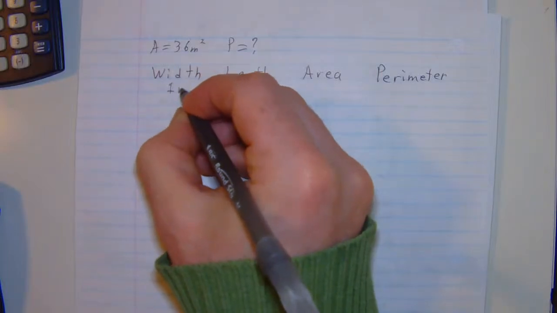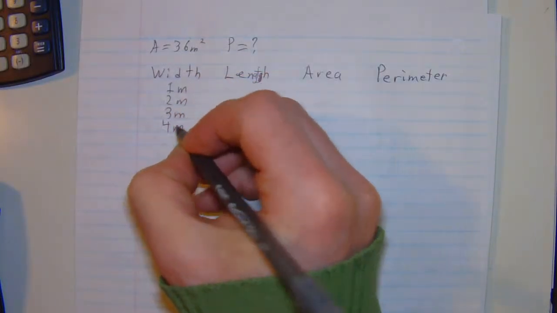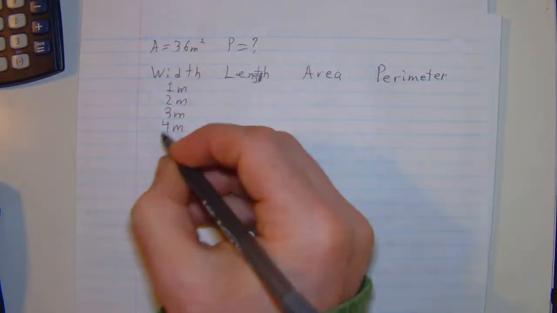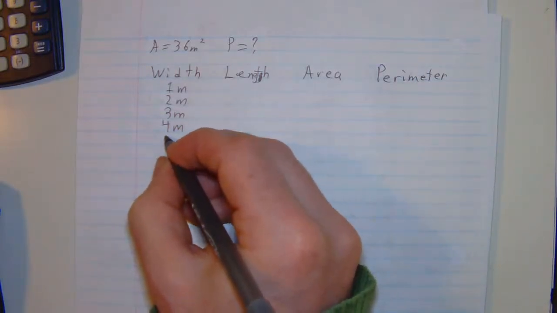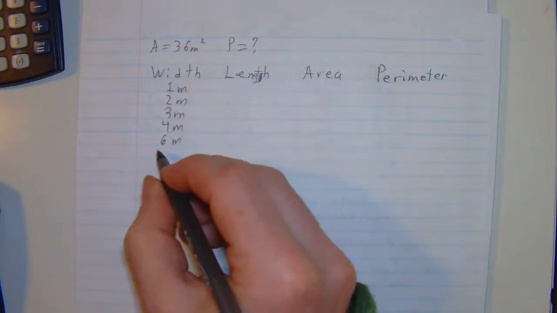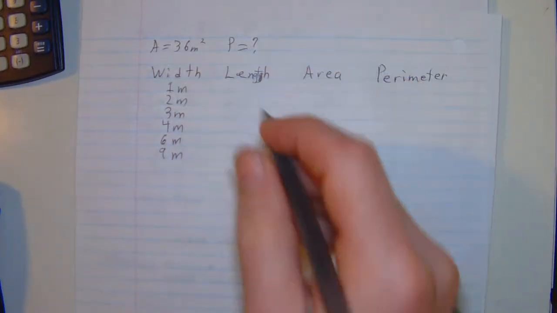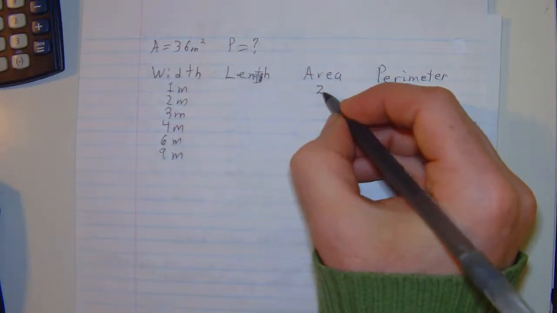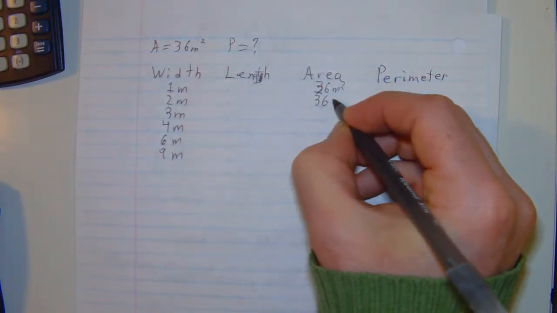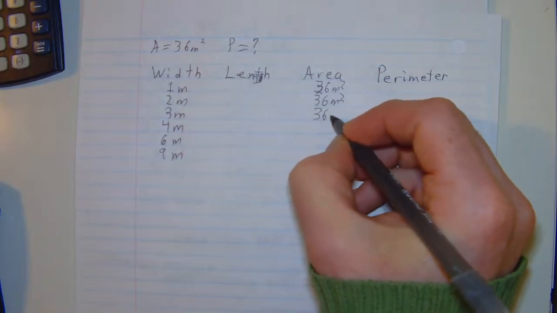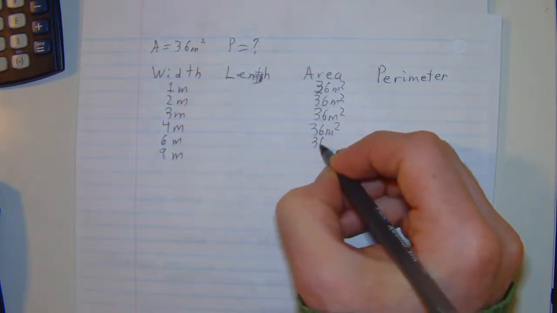So our widths: 1 meter, 2 meters, 3 meters, 4 meters. You'll notice 5 is not in here because we found out we can't do whole number side lengths if we use 5. But we do have 6 meters, and then the next whole number one was 9 meters. All of them have an area of 36 meters squared. So I'll fill that in. And of course, it's already in the sheet if you're working online, so you don't have to worry about that.